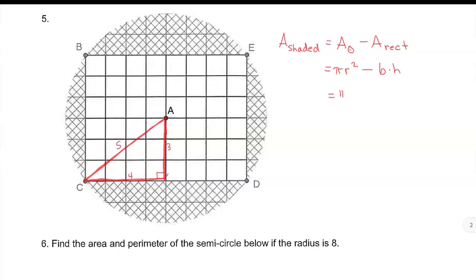So that means pi times 5 squared is the first part of the formula. The base of the rectangle is 8 and the height of the rectangle is 6. The rest of this formula is 8 times 6. We're going to get 25 pi minus 48. Leave your answer exact, unless you are asked to round it.